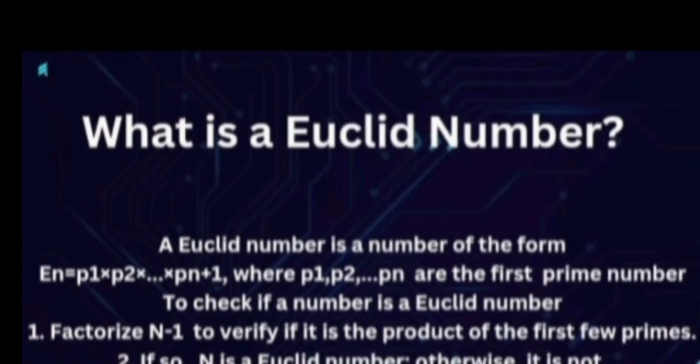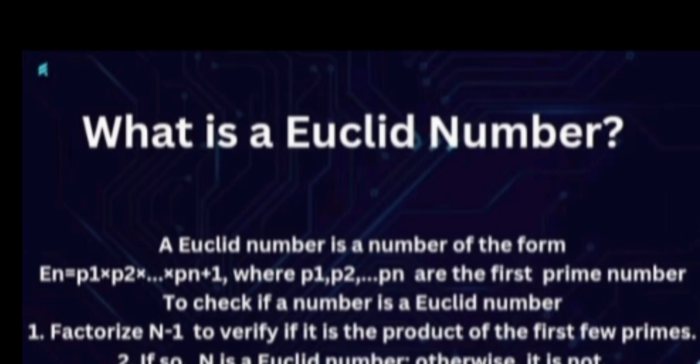Now let's learn about Euclid numbers. What is a Euclid number? A Euclid number is a number of the form Pn equal to P1 into P2 into and so on Pn, whole plus 1, where P1, P2 and so on Pn are the first few prime numbers.